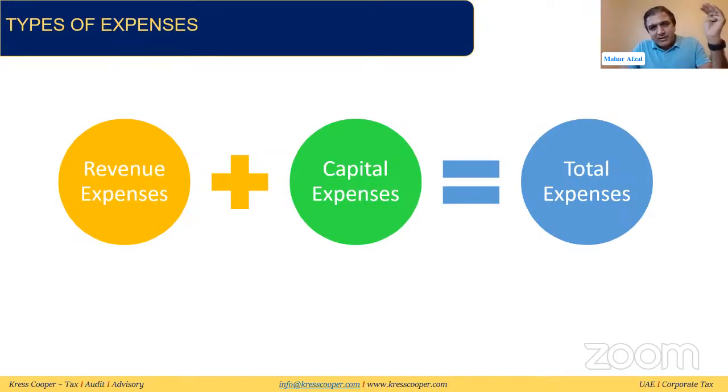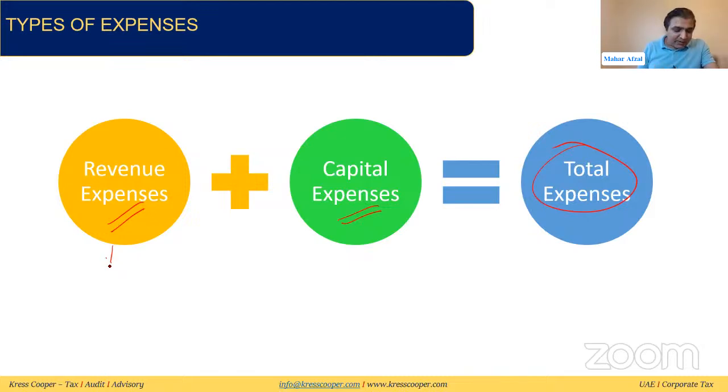So whatever we have discussed now were the general rules. General rules can be categorized in three categories, which we will discuss in detail. Now these are the types of expenses. These expenses can be revenue expenses or capital expenses. We have discussed article 28(1) of the UAE CT law: wholly and exclusively for business purposes which are not capital in nature. In total, these are the total expenses.